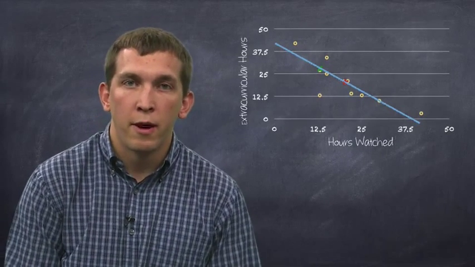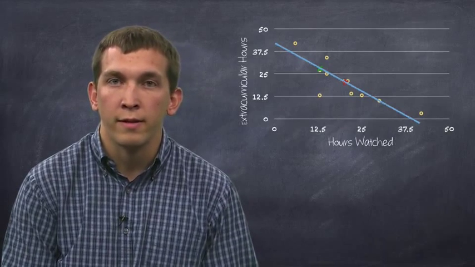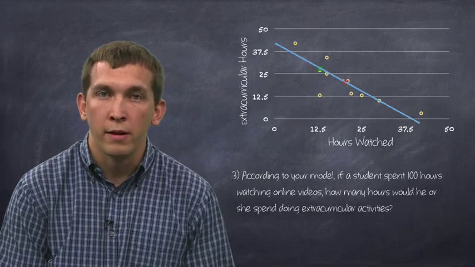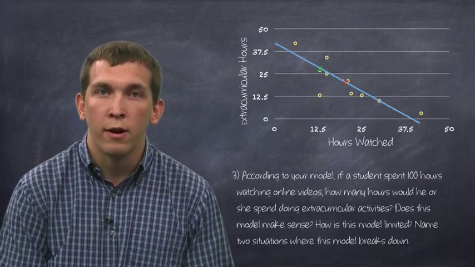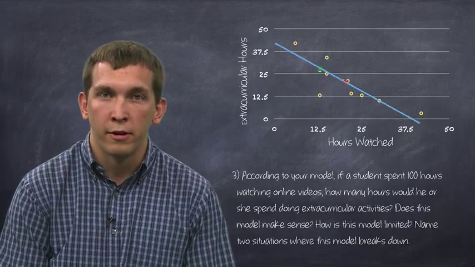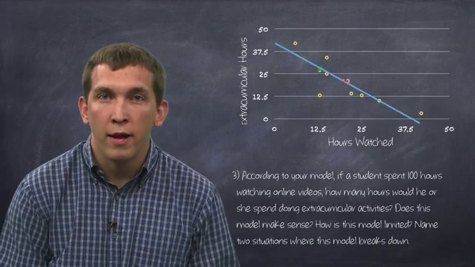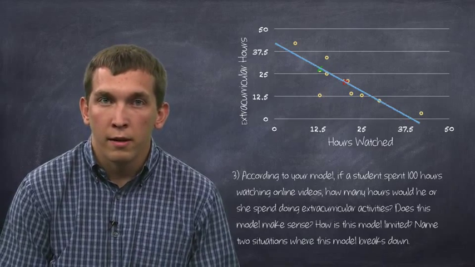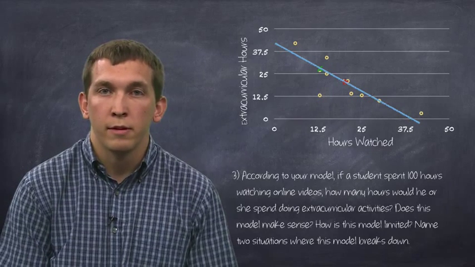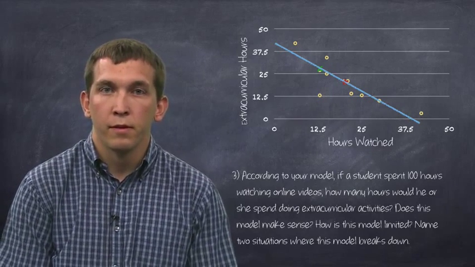Our final question requires a little bit more critical thought, because it has students look at a model and see where it breaks down. The question asks, according to your model, if a student watched 100 hours of online videos per week, how many hours would he or she spend doing extracurricular activities? What happens is, when the model hits 100 hours of online videos per week, the extracurricular activity hours are well in the negative, which is impossible. If either of the variables are negative, the model breaks down.